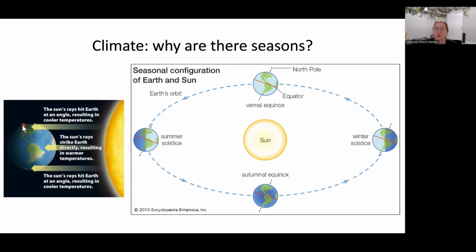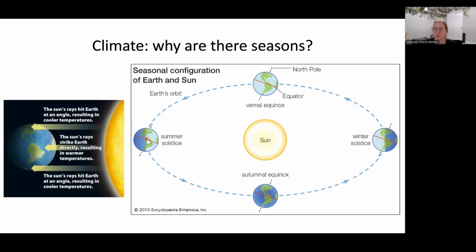So these are cooler temperatures, and you see that. You know the North Pole is cold and the South Pole is cold. That's because the solar radiation is not getting a direct hit because our Earth is rounded. So it kind of rolls past it. These rays are not as strong. It's a cooler temperature. These rays hitting the Earth directly, very strong.